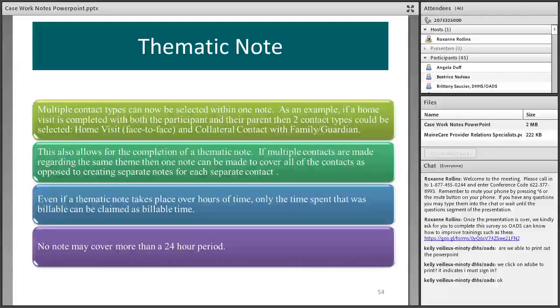If multiple contacts are made regarding the same theme, then one note can be made to cover all the contacts, as opposed to creating separate notes for each separate contact. Even if a thematic note takes place over hours of time, only the time that was spent can be claimed as billable time. And no note may cover more than a 24-hour period.